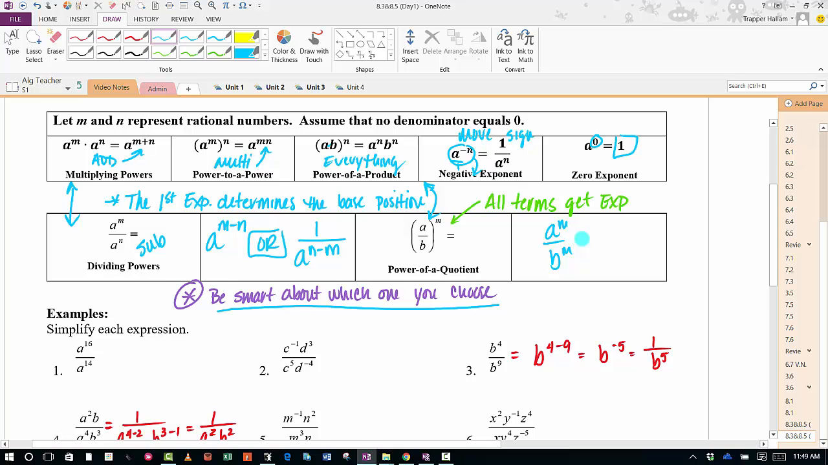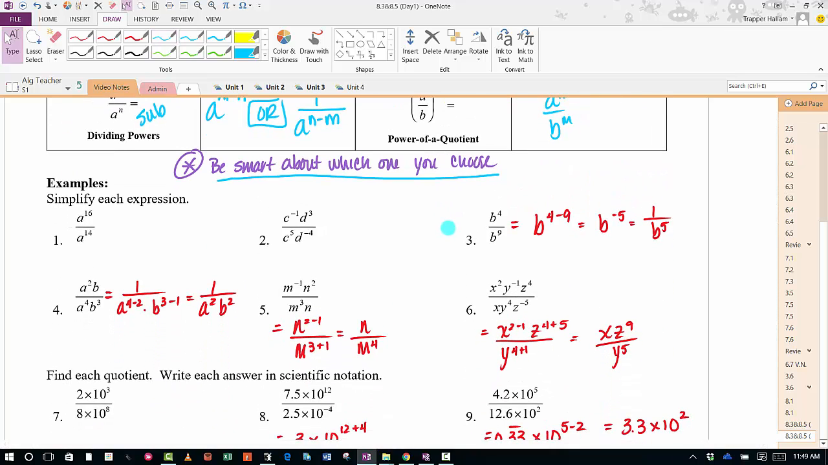So now that we've got those done, let's do some examples so you can see what you're up against here. So here's a nice one. It's real simple to start. We've got the same base of a. Remember that your bases have to be the same. They can't be different bases.